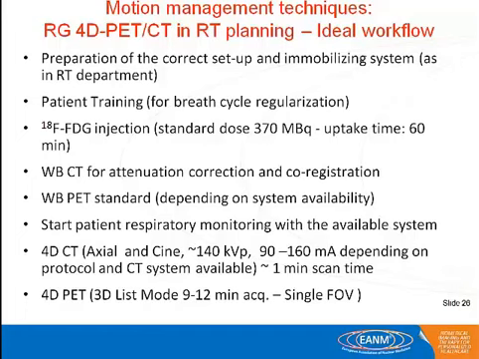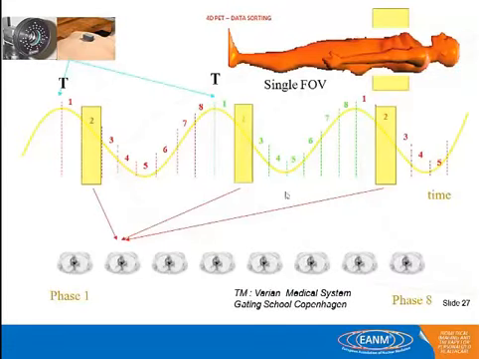Standard patient, we start to monitor the breathing of the patient. Then we do a 4D CT, the protocol that we use is just 1 minute. And then we do a list mode acquisition of 9 to 12 minutes with a single FOV. You can see how it works. This time we use all 8. We divided the respiratory cycle in 8 parts and we use all 8 parts.